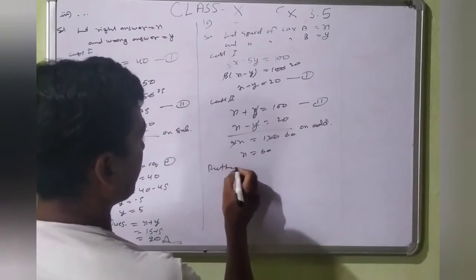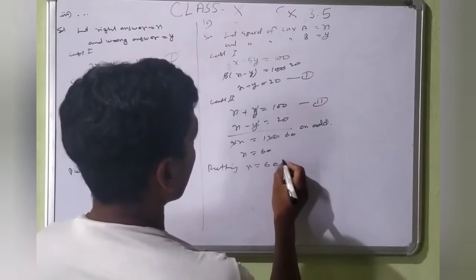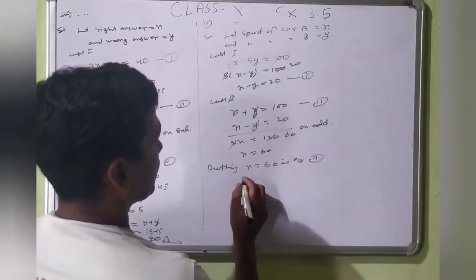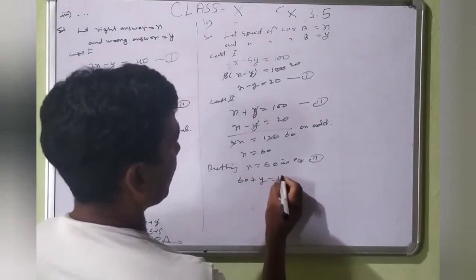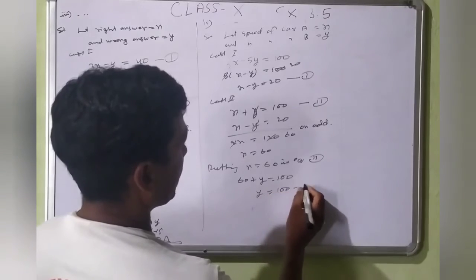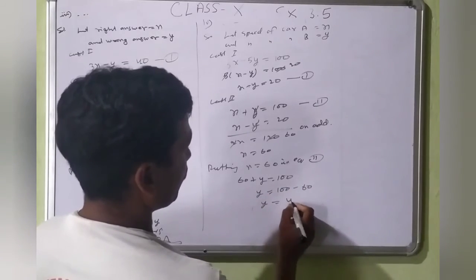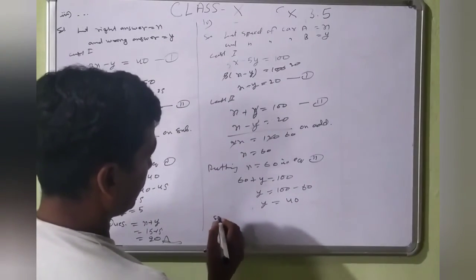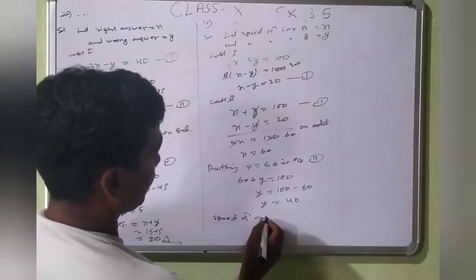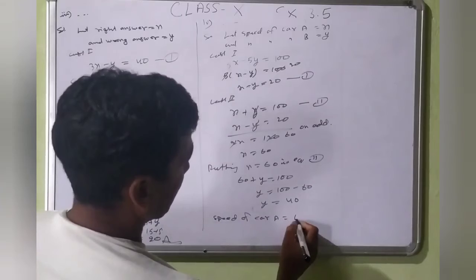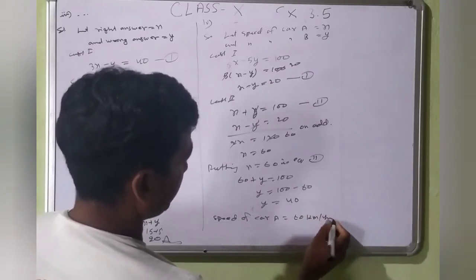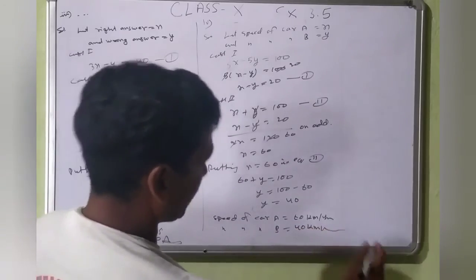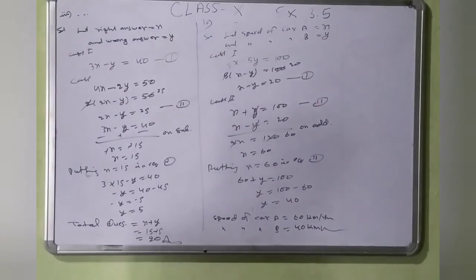Putting x is equal to 60 in equation second, 60 plus y is equal to 100. So y is equal to 100 minus 60, so y is equal to 40. So the speed of car A is equal to 60 km per hour. The speed of car B is equal to 40 km per hour. That is the answer. It's a very simple question.